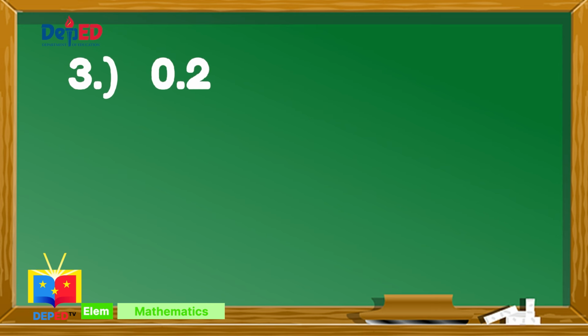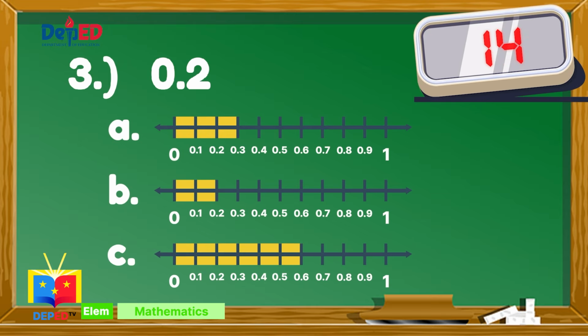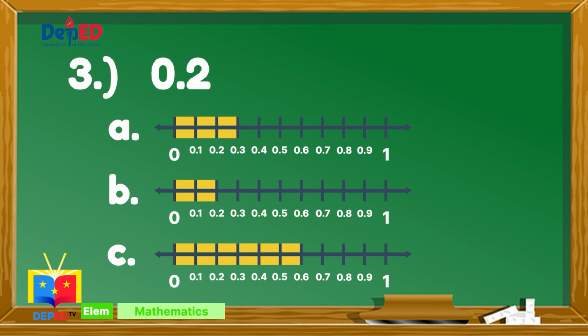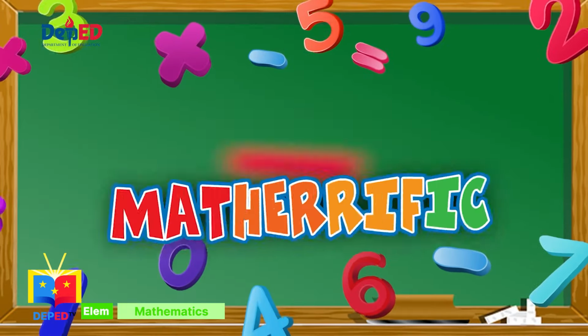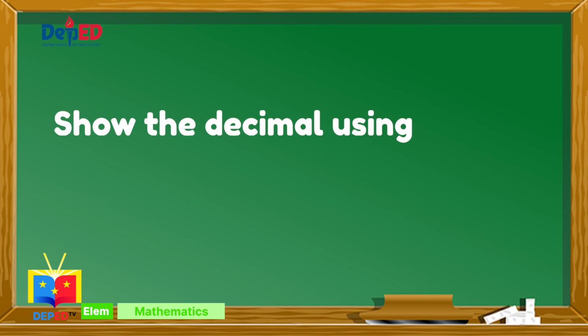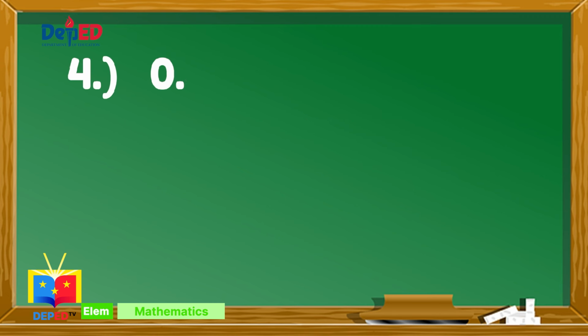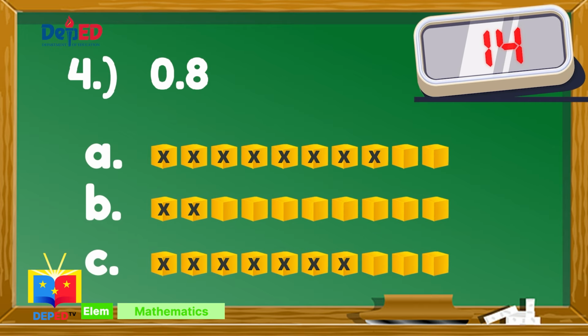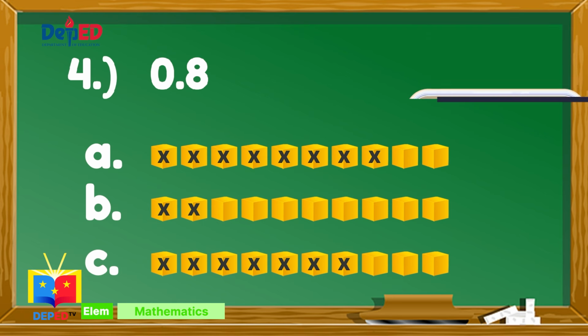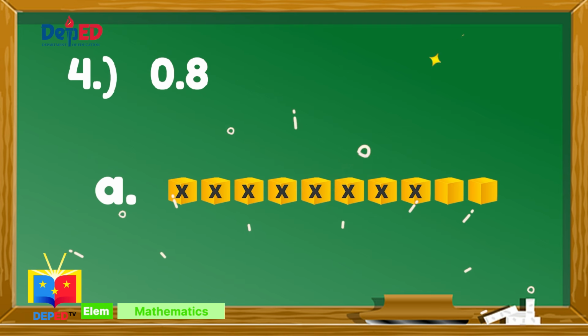Show the decimal using number line. Number 3, 2/10. If your answer is letter B, math-terrific! Show the decimal using blocks. Number 4, 8/10. Letter A, you got it right!